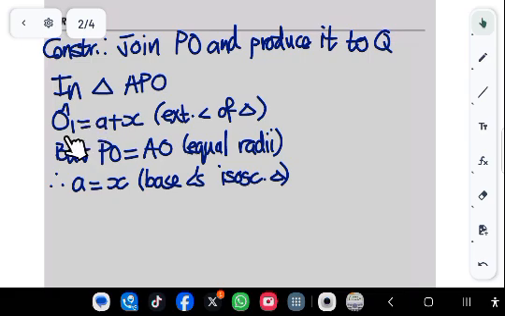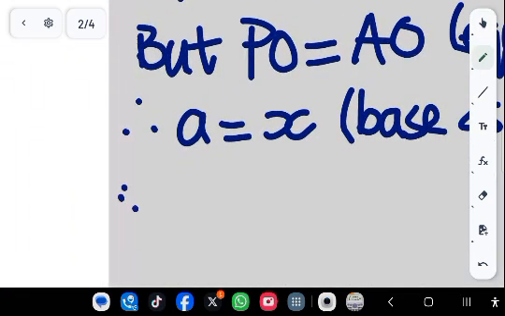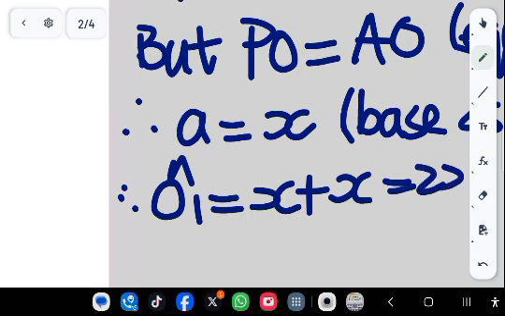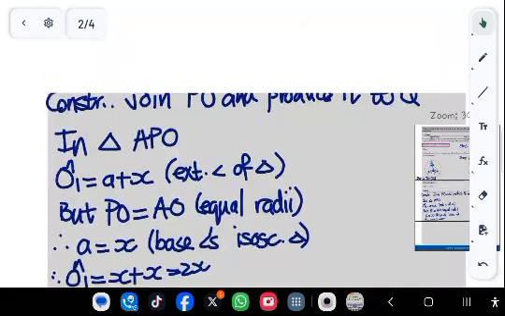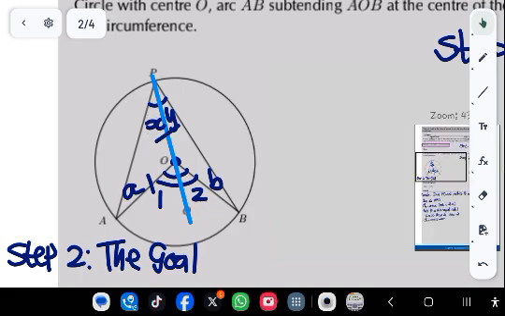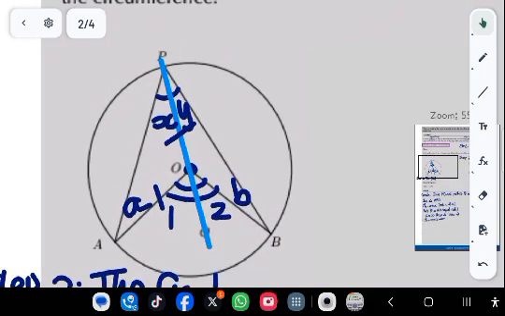Therefore, angle O1 will be equal to X plus X, which is 2X. Alright, so we've proven half of it. So O1 is equal to 2 times this part, X.